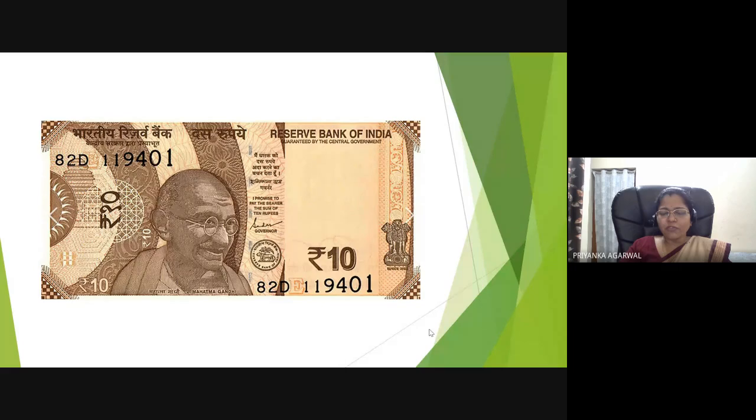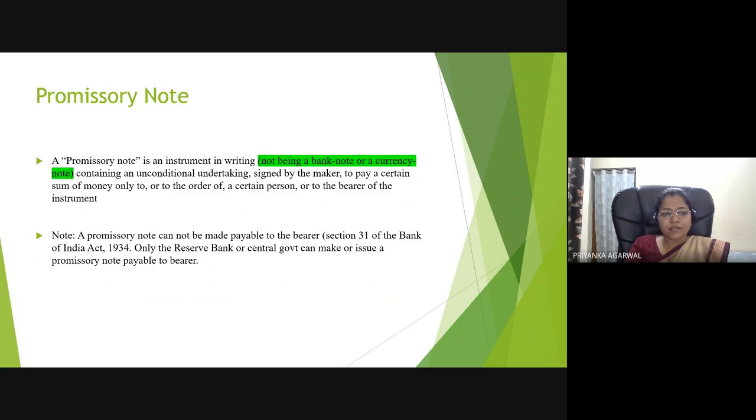The backing of gold has been abolished, and in the modern framework we see fiat money, which is called paper currency, which is backed by law and not by gold. Correct? Okay.